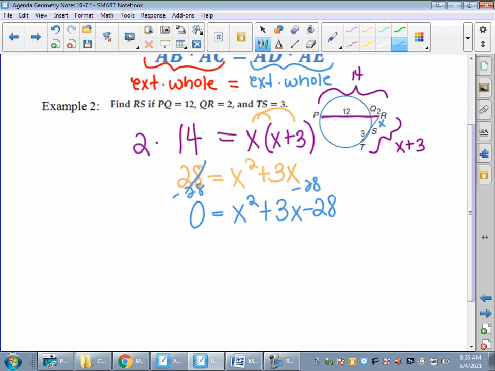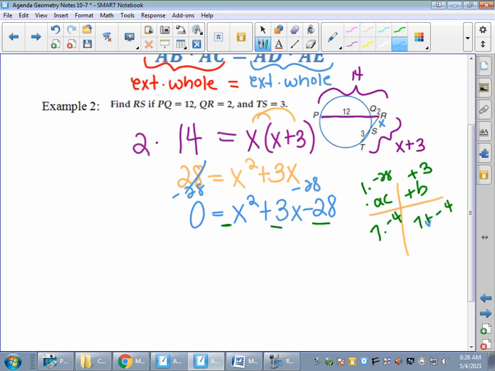For me, I think factoring's faster because, remember, I'm going to see what multiplies to a times c, adds to b. Well, a is 1, c is negative 28. So what multiplies to negative 28 and adds to positive 3? Feels like it's going to be 7 times negative 4. Maybe you already knew that because 7 plus negative 4 equals that 3.